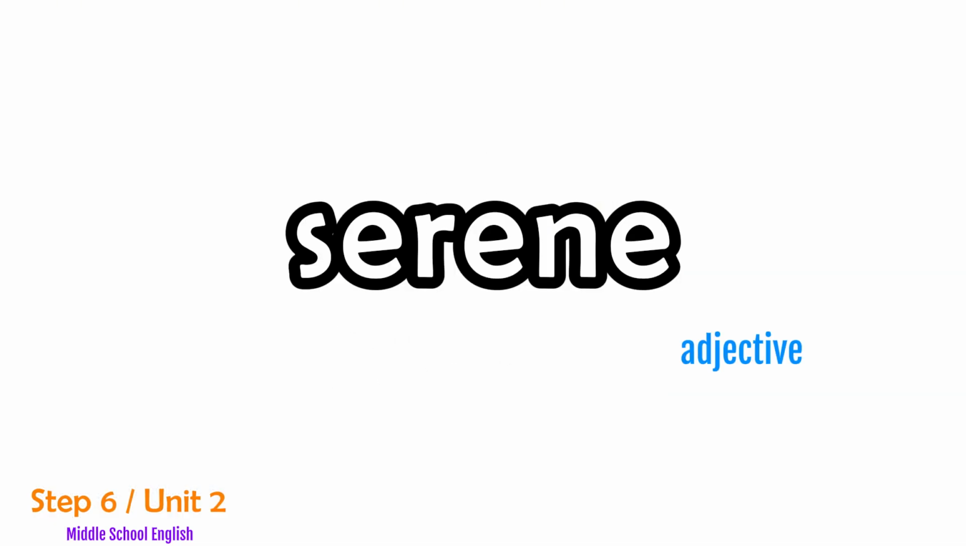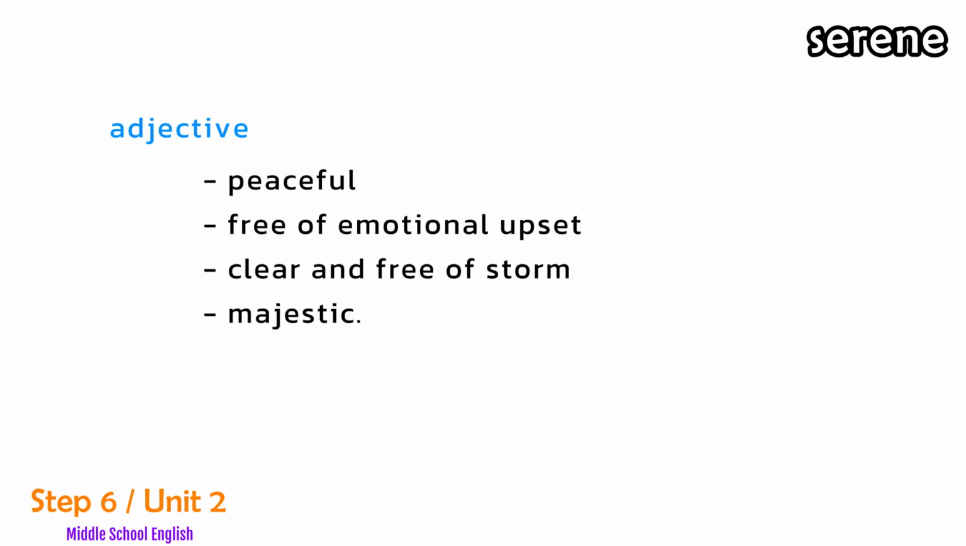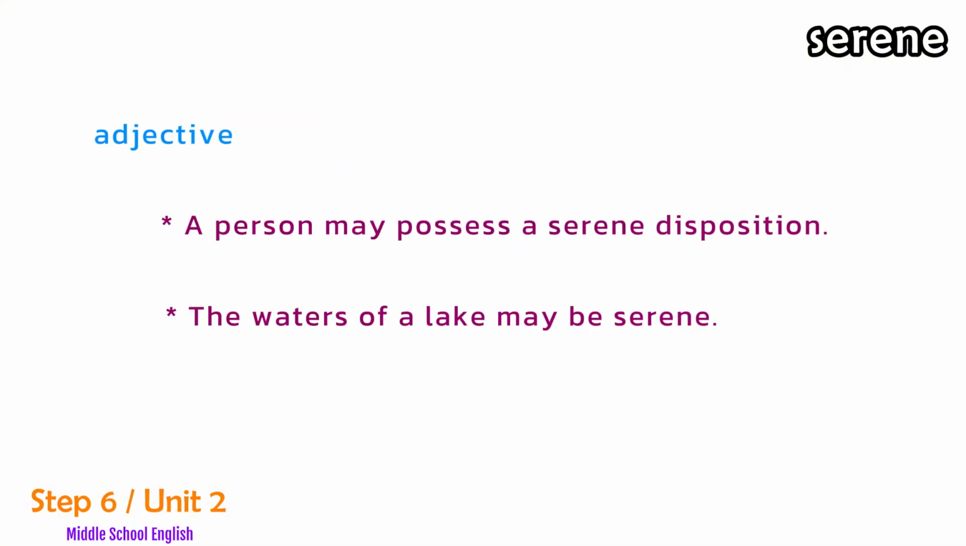Serene. Serene is an adjective with several meanings, including peaceful, free of emotional upset, clear and free of storm, or majestic. A person may possess a serene disposition, or the waters of a lake may be serene.